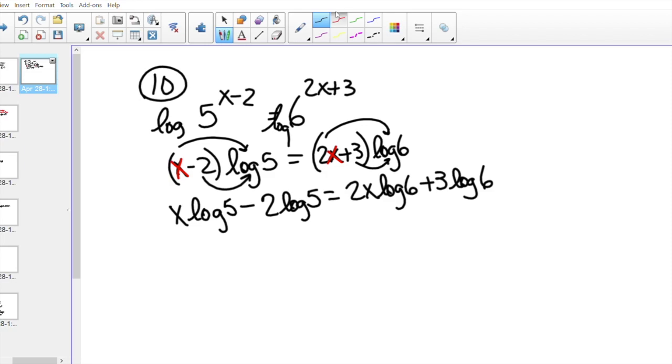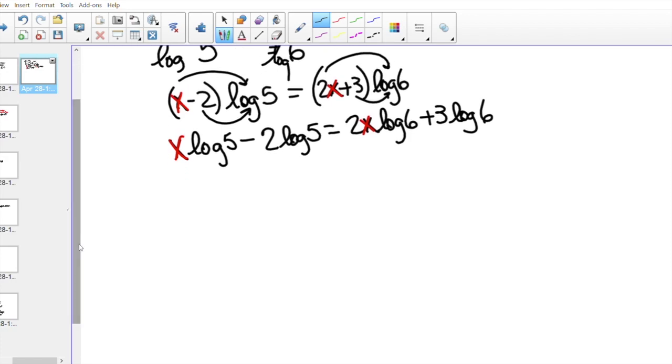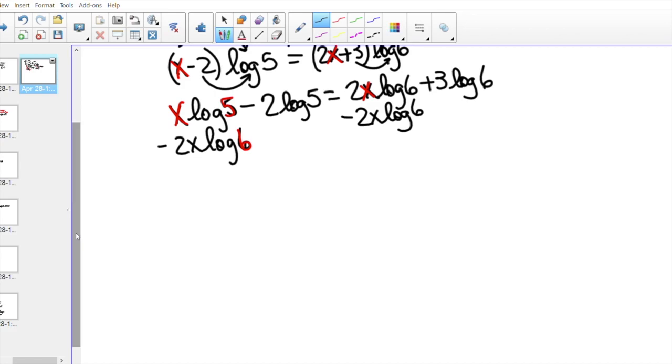As you look, we have x's again on both sides of the equal mark. You cannot have x's on both sides of the equal mark. So we're going to eliminate one of them. And I always do the one on the right, even though it's a negative, I can still work with it. Because this is the log of 5 and this is the log of 6, you're not going to be subtracting these. So you would write x log 5 minus 2x log 6.